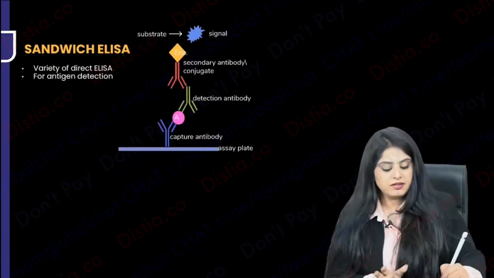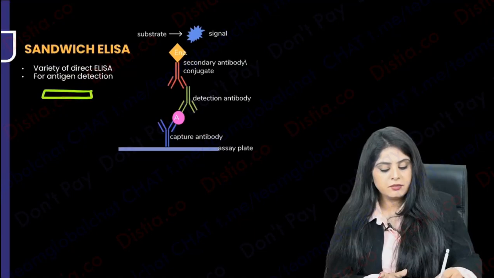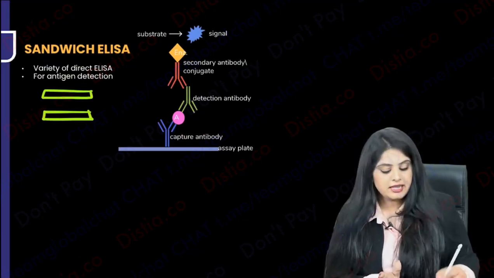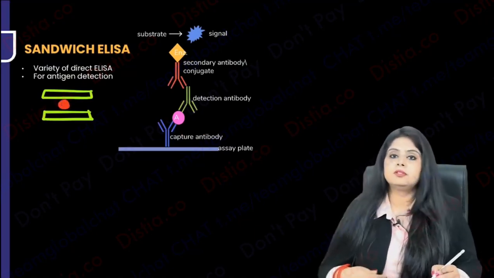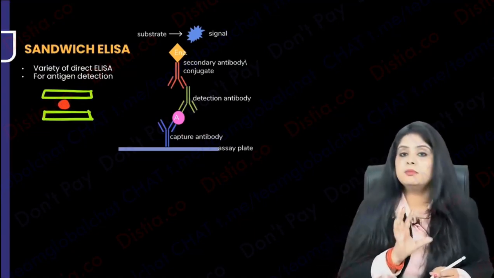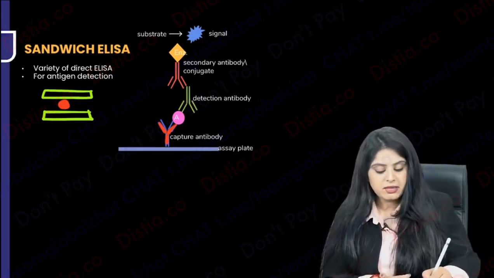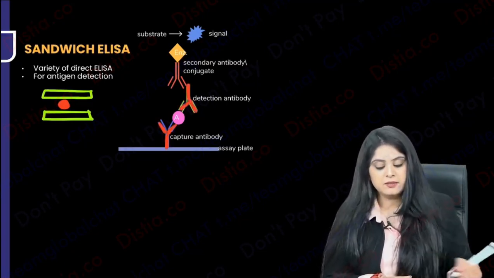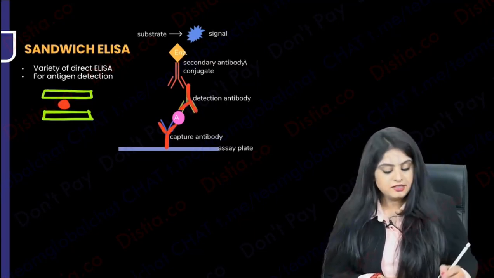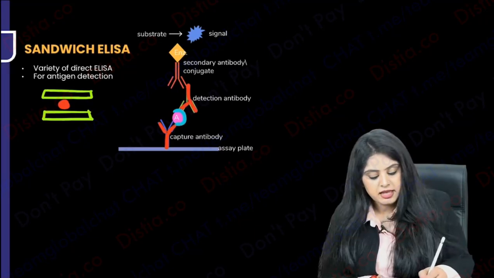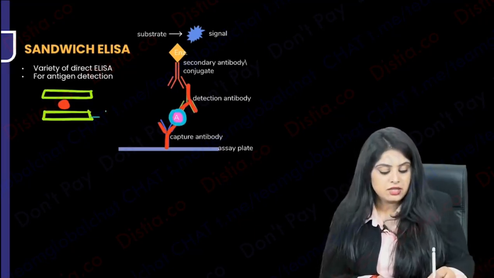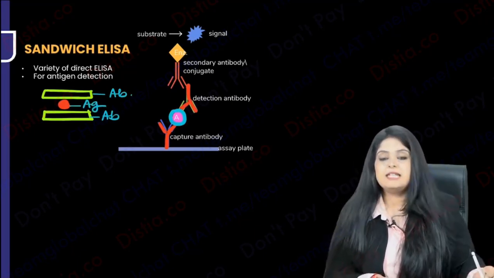Now make a sandwich. How will the sandwich be made? There are two slices of bread, and there has to be butter or something in between for a sandwich. So you will say, ma'am, sandwich means two slices of bread, meaning antibody here, antibody here. There is antibody on both sides and you are basically having an antigen in the center.